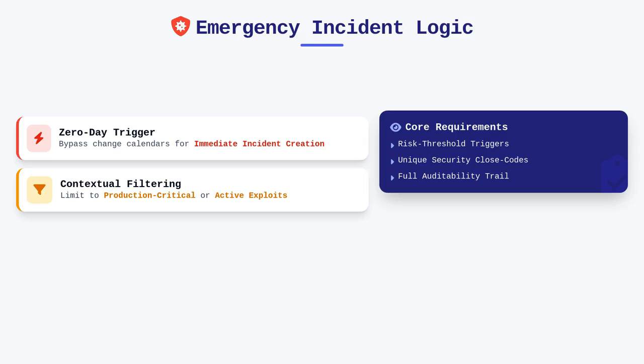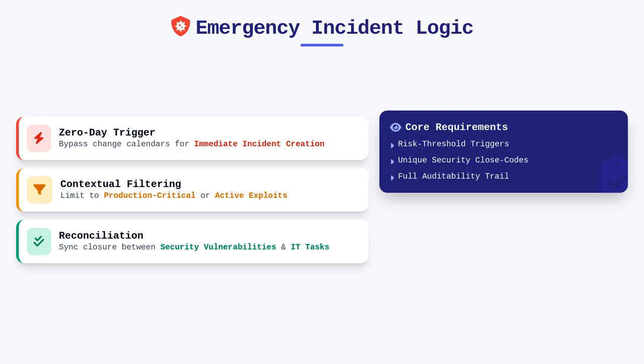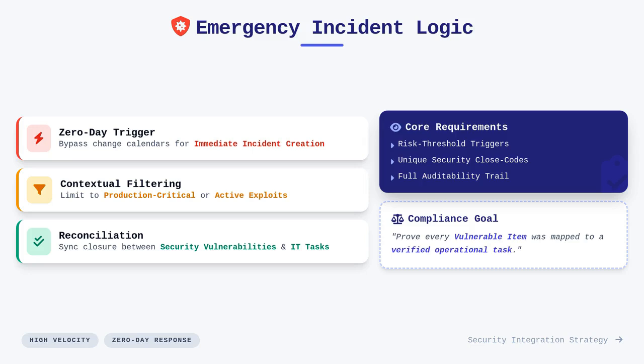We want to avoid polluting the system with redundant or poorly formatted tickets, so the automation must be conditional and context-aware, filtering only for assets that are production-critical or currently exposed to active exploits. When the remediation is complete, we perform a reconciliation process that validates the closure of both the security and IT tasks. This entire integration strategy must prioritize visibility and auditability, as security compliance often hinges on the ability to prove that every vulnerable item was not just identified, but effectively mapped to a documented, verified, and successfully closed operational task.